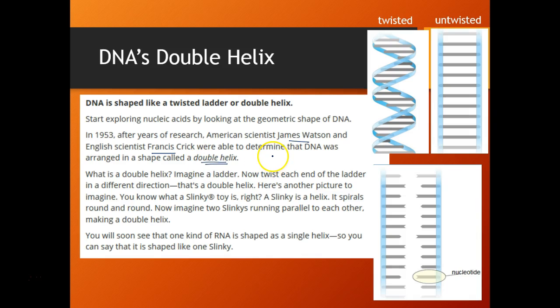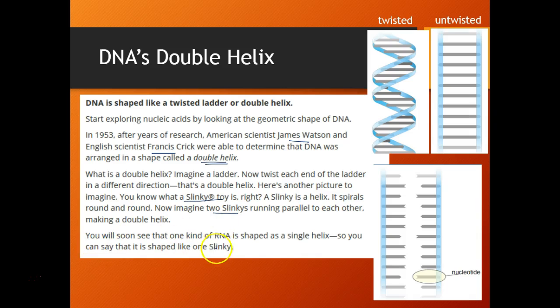So what exactly is a double helix? You can imagine a ladder like you see right here, and if you twist the end of the ladder in a different direction, you'll get this structure right here, which we call the double helix. You can also think of it a different way. You know what a slinky toy is? A slinky is actually a helix, and it spirals around and around. So if you imagine two slinkies running parallel to each other, side by side, they would make a double helix.